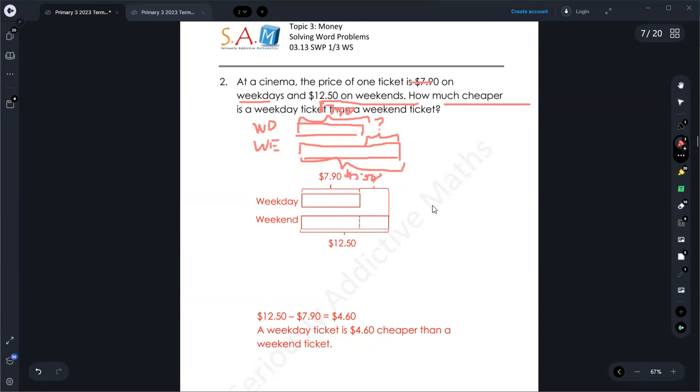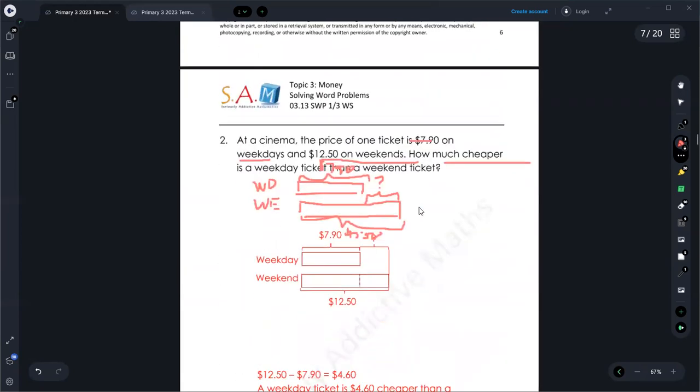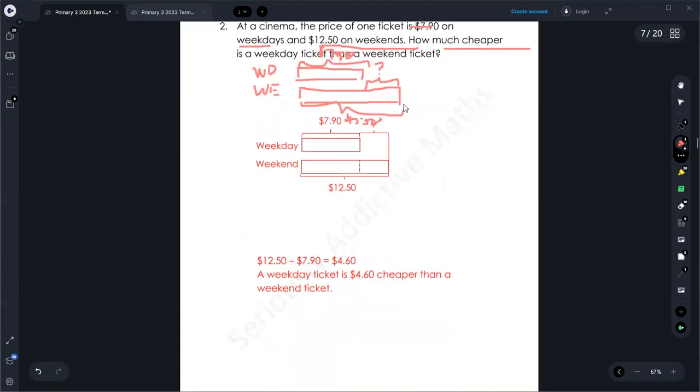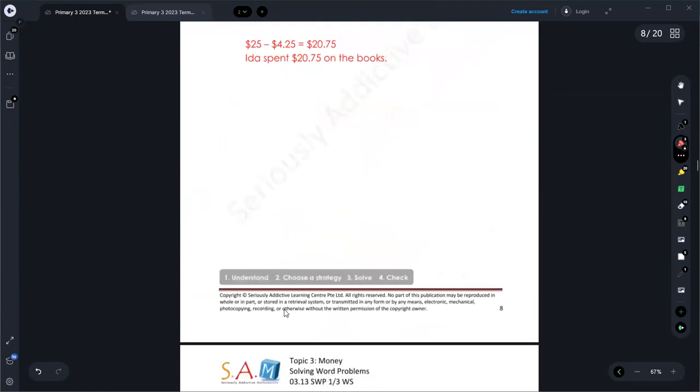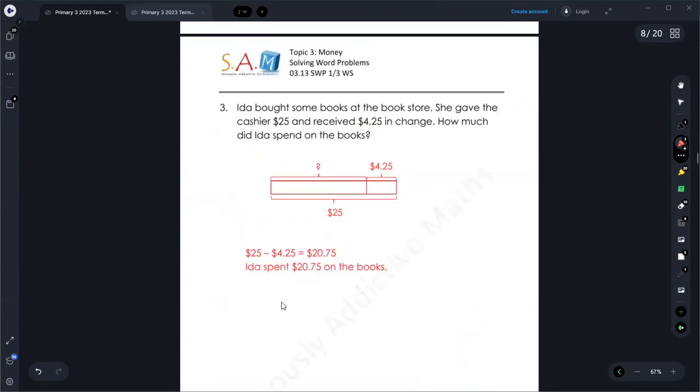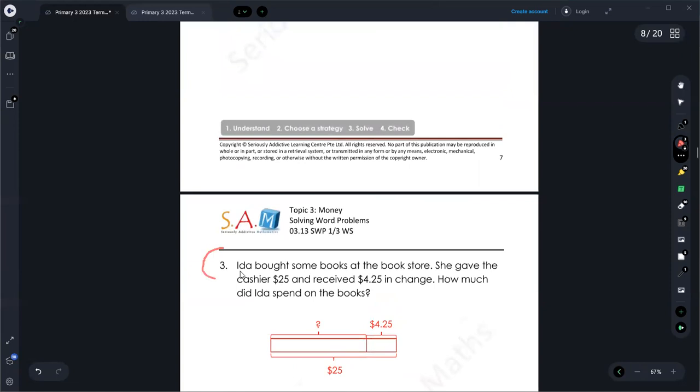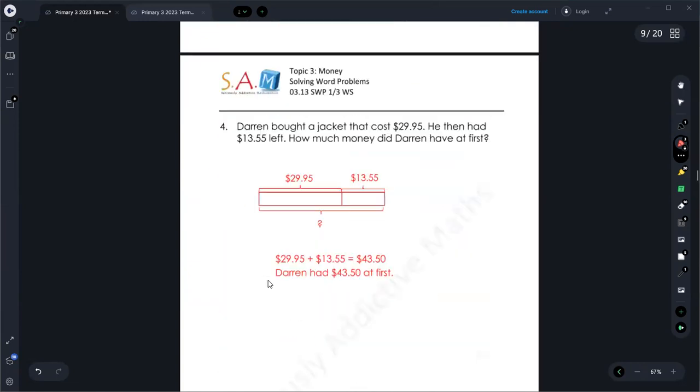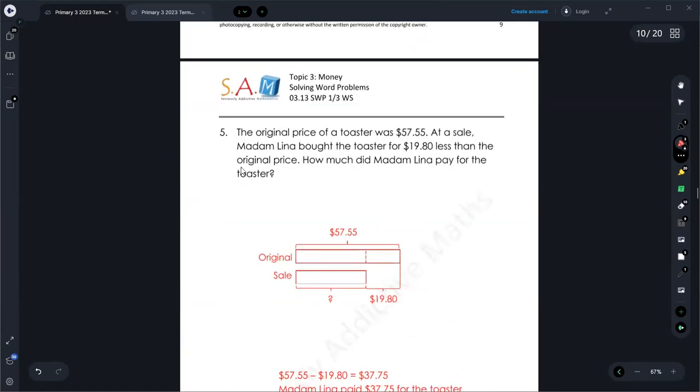Okay, how much cheaper? All right, so after you've demonstrated this question, they should be able to know what the equation is. Make sure that they've written the equation. They do the working on the side, and then after that, write the statement. Now with that, you can get them to do question 3 on their own. Check for answers.